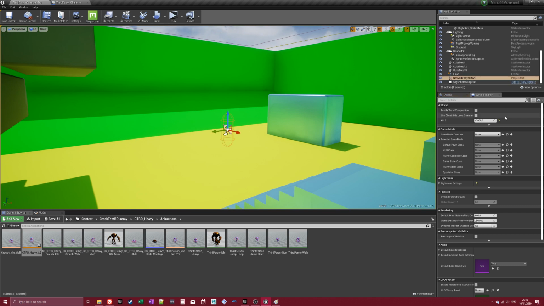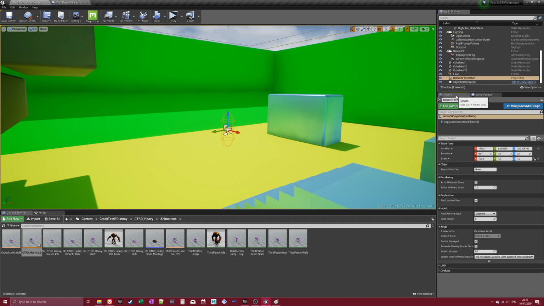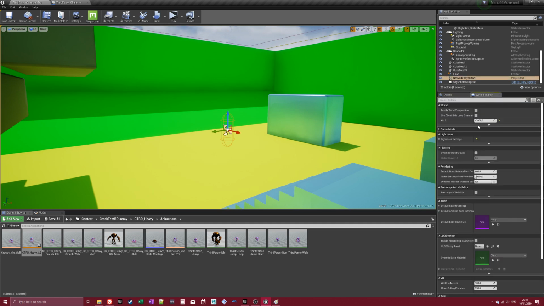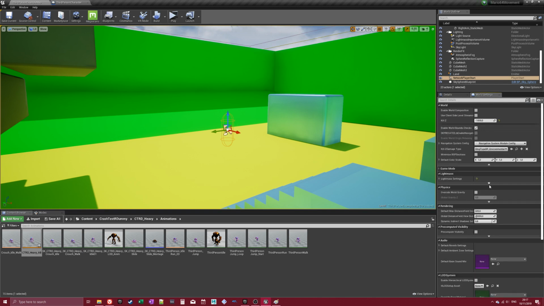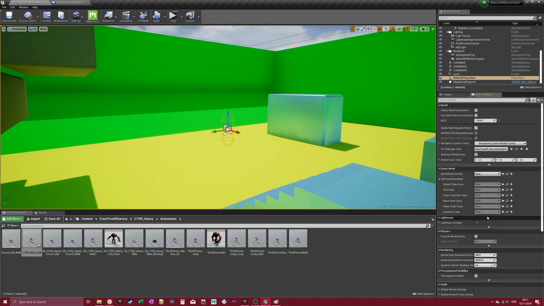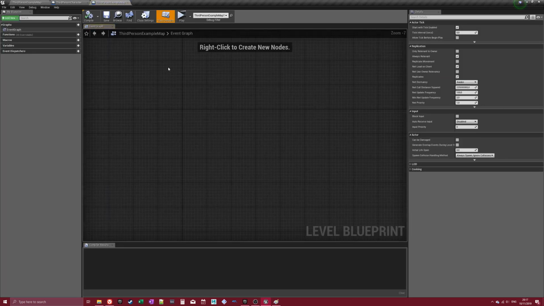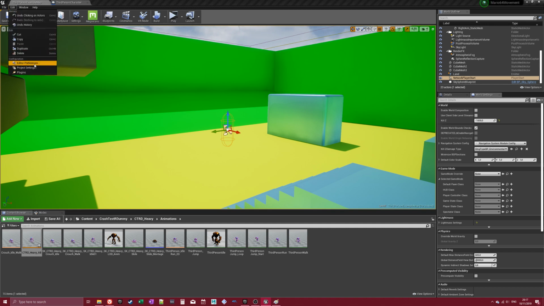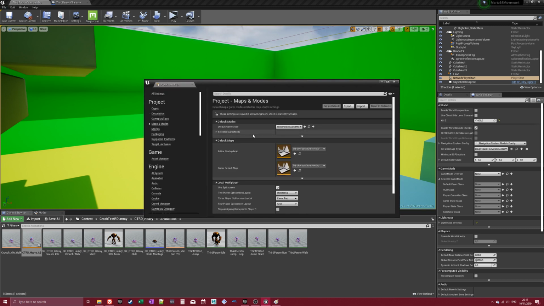Obviously the game mode is... right, so I don't have a game mode. Let us see. Let's see if there's anything here. Nothing. Cool. Okay. So, do we have a default game mode? Probably. Yes, there we are.